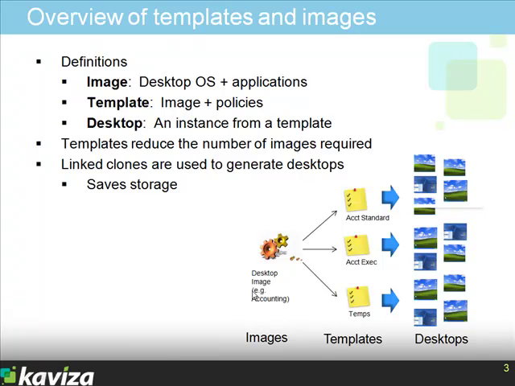In Kaviza, an image is the name given to the desktop operating system plus the applications on it. For instance, we may have a base image for XP, a base image for Windows 7, then an accounting image that includes the base OS plus QuickBooks, and an administrator image that includes the base OS plus Microsoft Windows. Once we have these golden images, we can create templates which link to the images and wrap a set of policies around them. Kaviza provides templates as an efficient way to provide flexibility while reducing storage requirements.